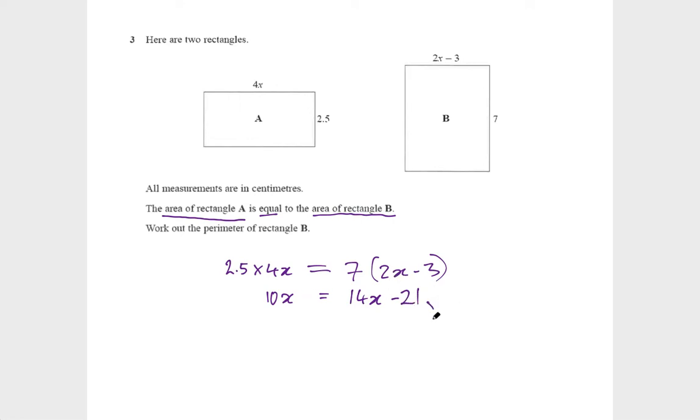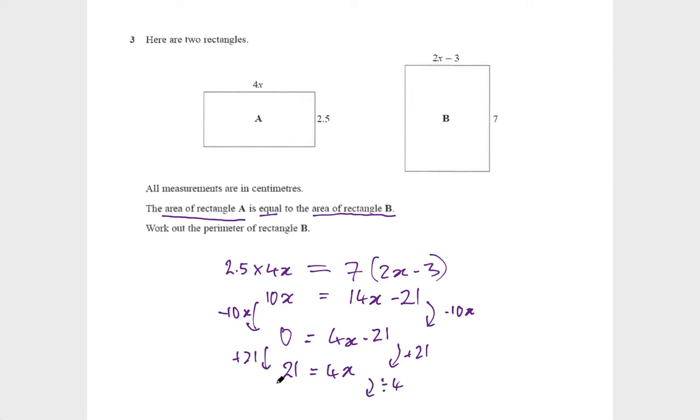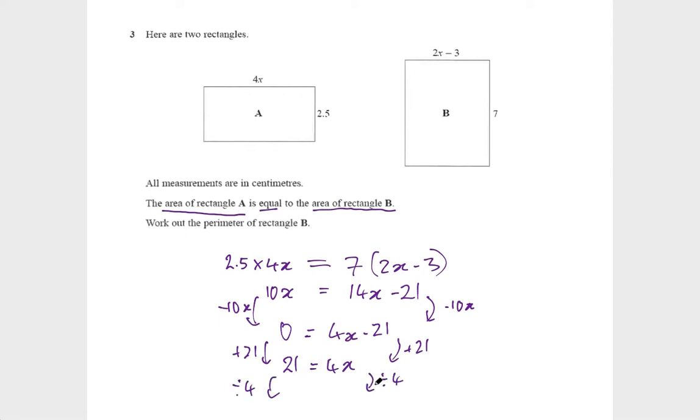I'm going to balance this by subtracting 10x from both sides, leaving me with 0 equals 4x minus 21. And then add 21 to both sides, giving me 21 equals 4x. Divide by 4. So when I divide both sides by 4, that gives me 5.25 equals x. I haven't finished answering the question yet because I need to work out the perimeter of rectangle B.